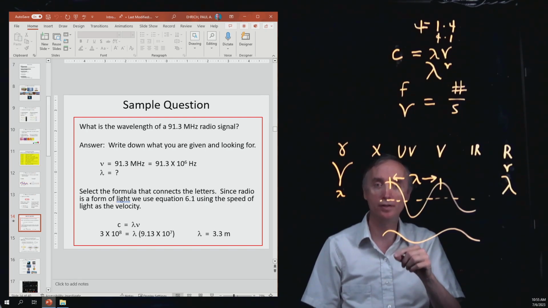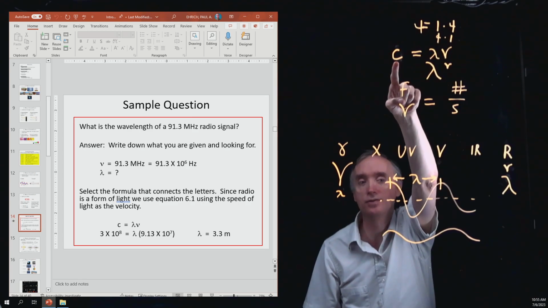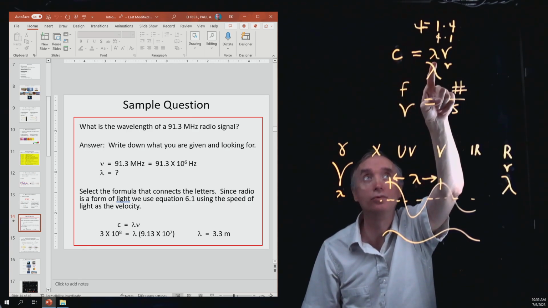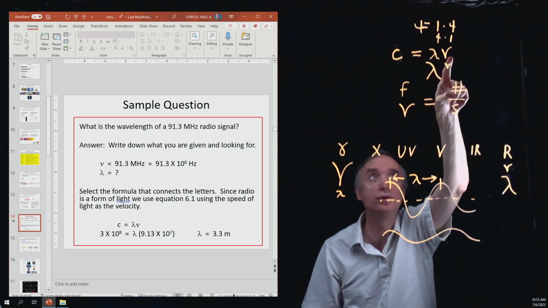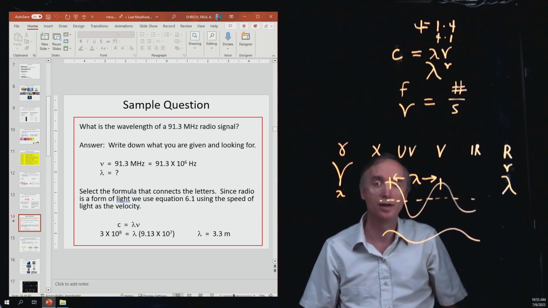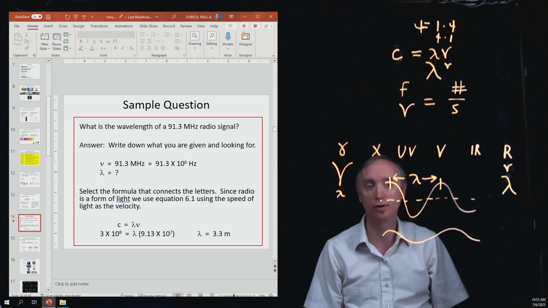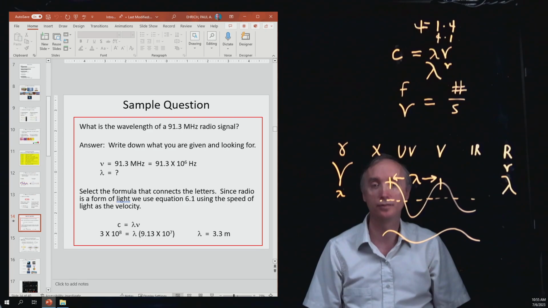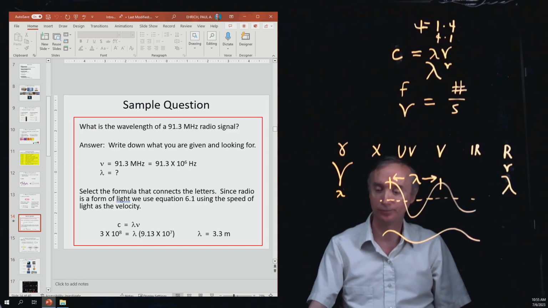And then it says, what is the wavelength? And we know that the letter for wavelength is lambda. Okay, now we plug everything into our formula. We know the speed of light is 3 times 10 to the 8th. We don't know what the wavelength is, but we do know that the frequency is 91.3 times 10 to the 6th. And now it is just down to algebra and your calculator to solve the problem. And that turns out to be 3.3. The official metric unit for wavelength is the meter, so we would say 3.3 meters.